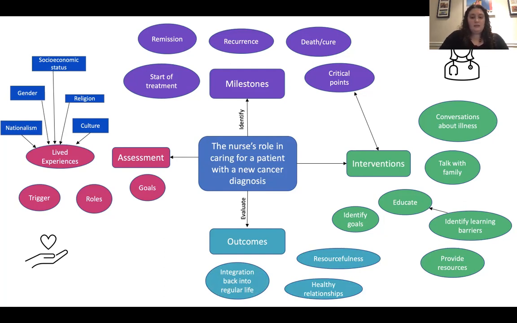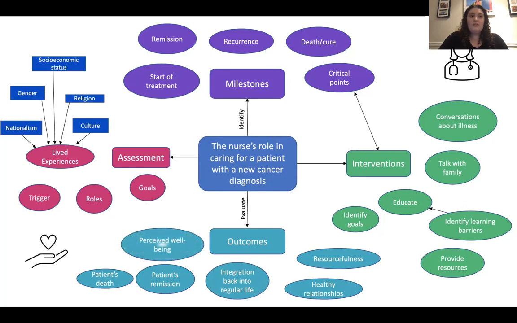In this case, mastery could be described as a patient's remission or as a patient's death, should their goal switch to comfort rather than cure. And finally, Meleis describes perceived well-being as being subjective according to the patient experiencing the transition or their caregivers. And once again, there's a connection between goals on either side as well as outcomes. So outcomes can affect the goals and goals can affect the outcomes.